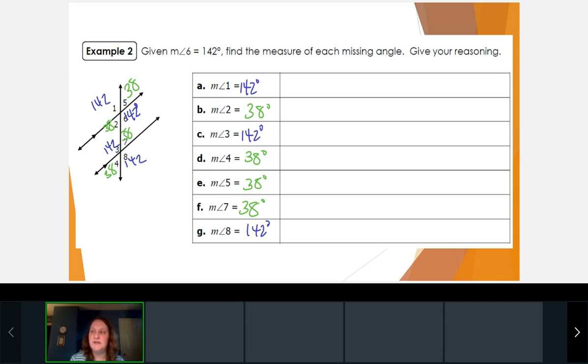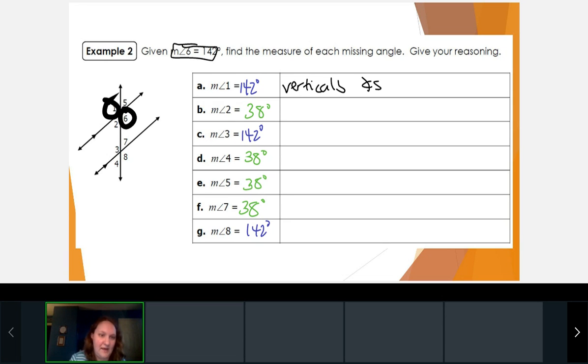I always relate it to the given angle as much as I can. Okay, so I'm going to do everything I can to relate it to angle 6. So angle 1 and angle 6. This is where those relationships from last class are going to come in handy. Here's angle 1 and here's angle 6. What kind of angles are those? They're vertical angles. So I'm going to say vertical angles.